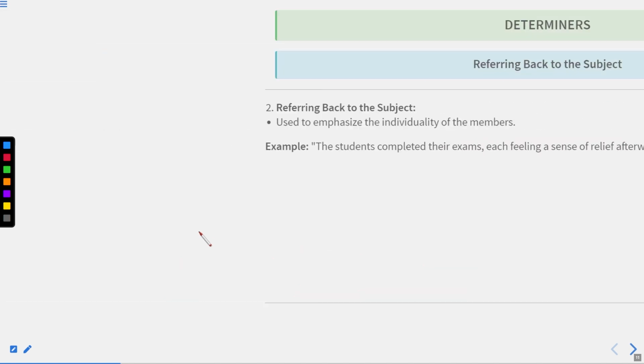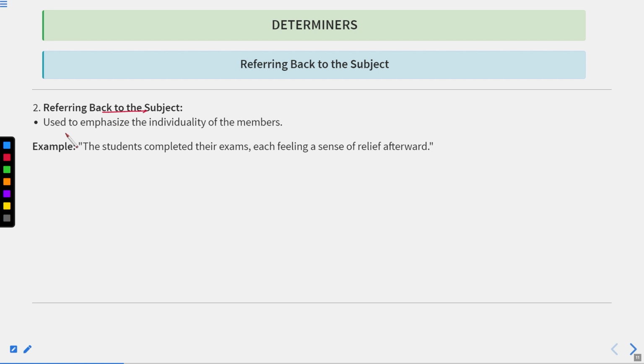Now let us move to the next one. Here, referring back to the subject used to emphasize the individuality of the members. The students completed their exams, each feeling a sense of relief afterward. So when we refer it to the subject, which is written in the previous clause, the previous clause is: the students completed their exams. This is one clause. And now, each feeling a sense of relief afterward. Now each is used for the students.